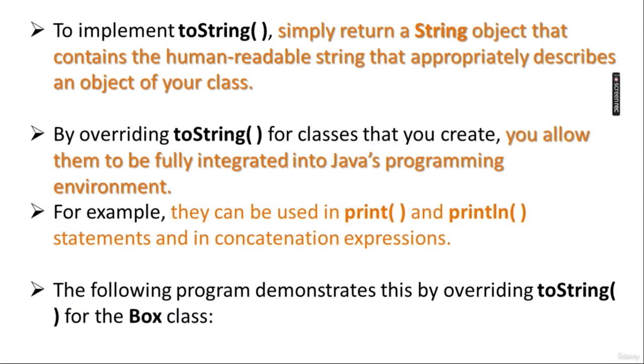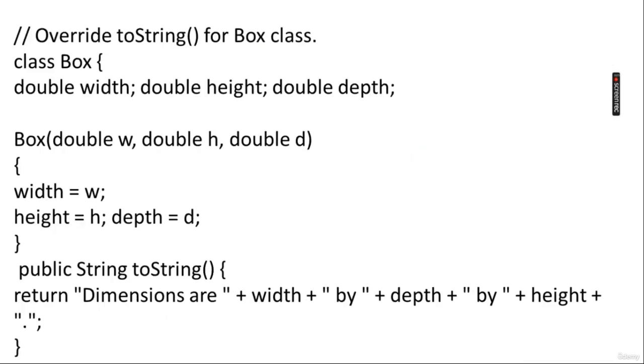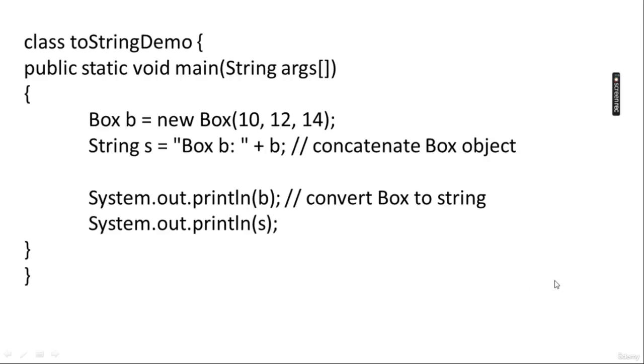They can be used in print and println statements and in a concatenation expression. The following program demonstrates this by overriding toString for the Box class. Okay, width, height, and depth. It is a parameterized constructor. The width is equal to w, height is equal to h, depth is equal to d. Then toString returns "Dimensions are width by depth by height." So whenever the toString method is called on my object of Box, it will call this toString method and it will display "Dimensions are" with whatever width, depth, and height replaced over here.